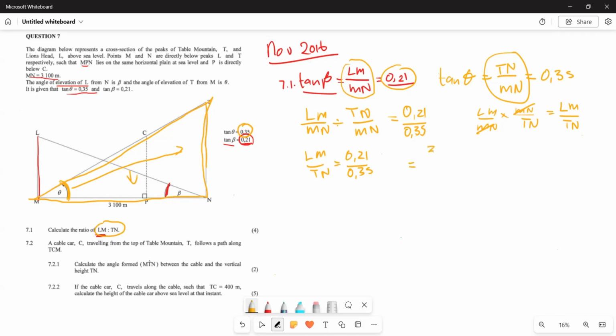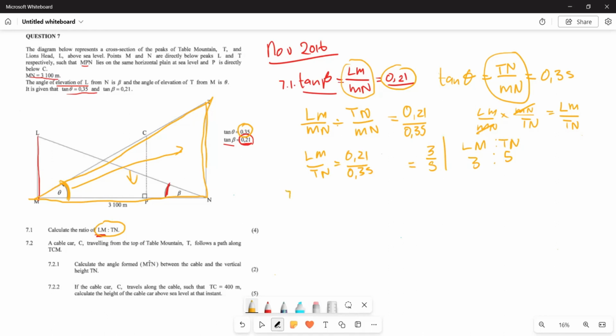Isn't it so? And when we are solving this, this is going to be the same as 3 over 5, right? So this 3 over 5 can be expressed in terms of a ratio, right? So the 3 is obviously for the LM, and the 5 is for the TN. So therefore the ratio LM is to TN is 3 is to 5. So basically this is the ratio that represents both of those things, right? Hopefully this will make sense to you.